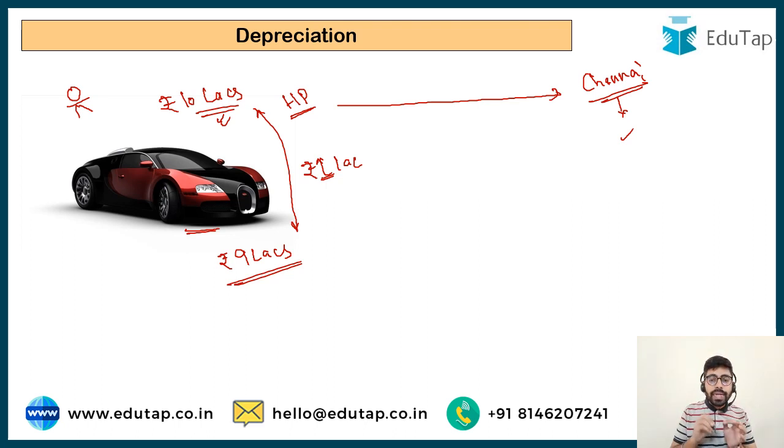Your car is depreciating every year. Its value is declining every year. So this 1 lakh is nothing but depreciation. So depreciation is the decline in the value of the fixed asset.